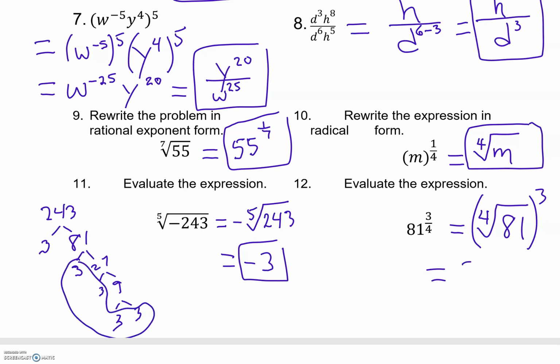So the 4th root of 81 is 3. Or you can find the 4th root of 81 with a calculator. 3 to the 3rd power is 27. And we're done. End of this part.